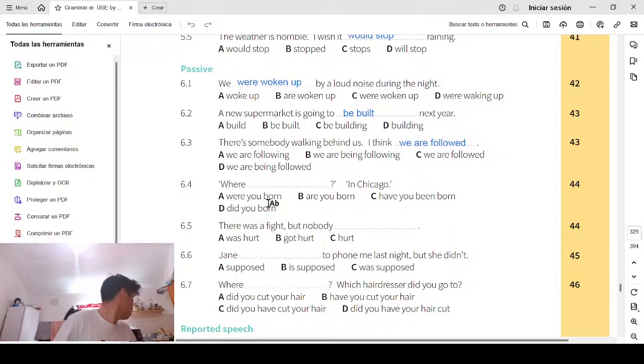Next one. Where were you born? Or where are you born? Or where have you been born? Or where did you born? No? In Chicago, he says.